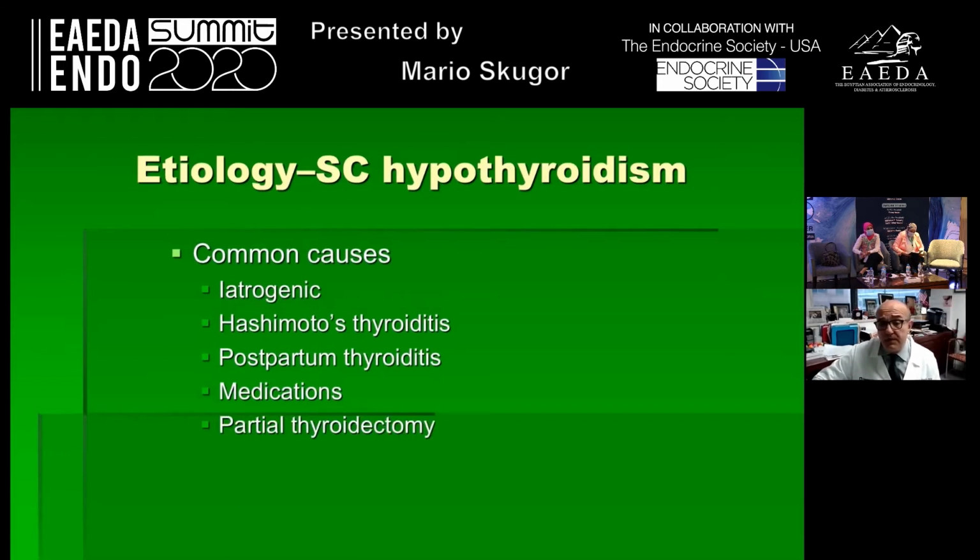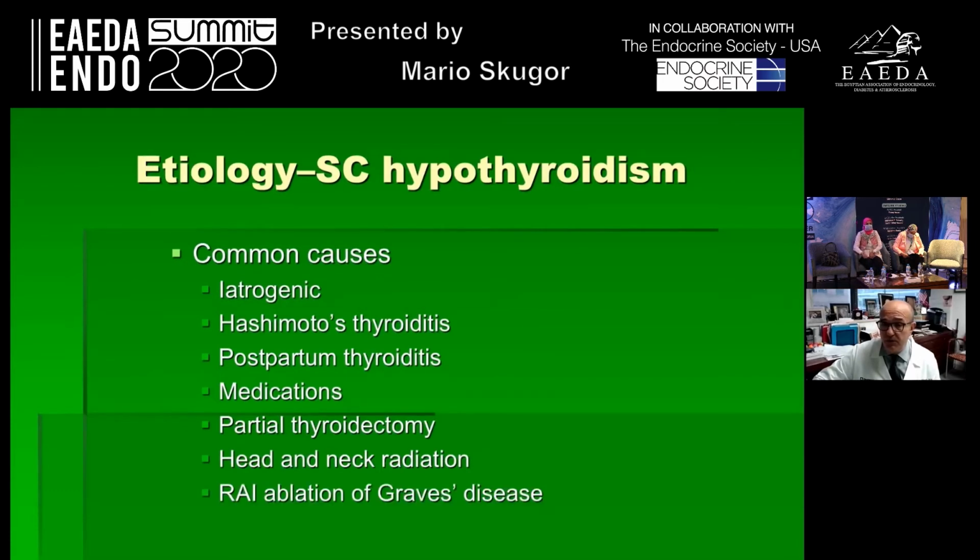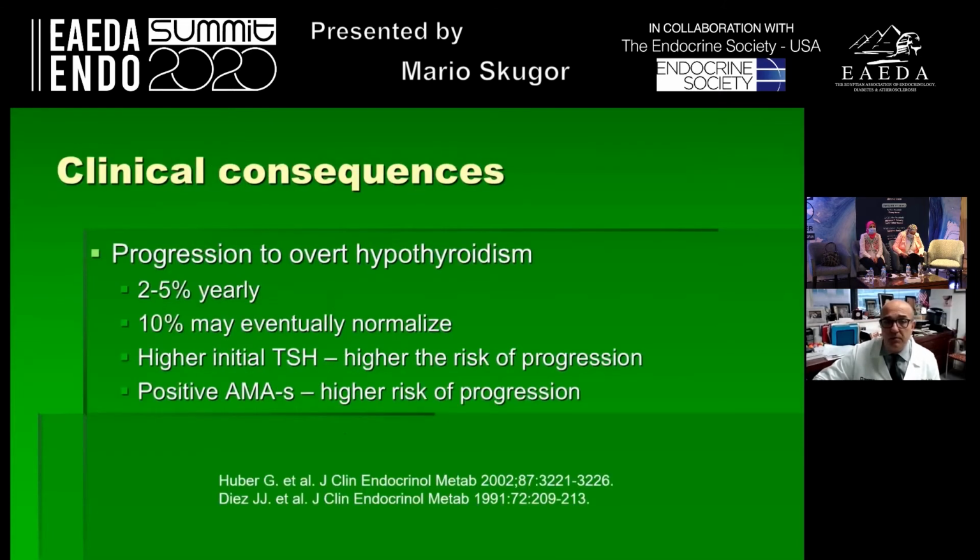And then, of course, sometimes we have people with partial thyroidectomy. Most of them will stay euthyroid, but some of them will just slip into subclinical hypothyroidism. People with head and neck radiation, usually because of malignancy. Patients after radioactive iodine ablation of Graves' disease. Although the goal for this patient is to make him fully hypothyroid, sometimes they will stay in subclinical hypothyroidism.